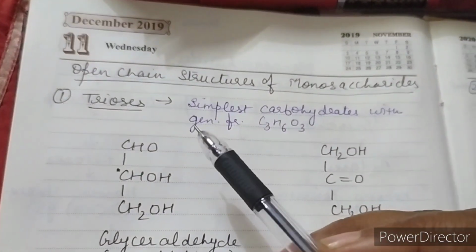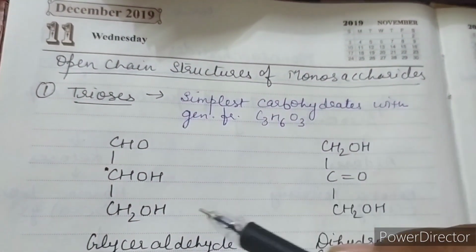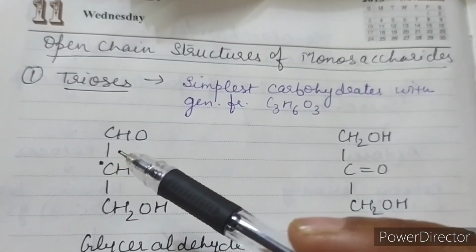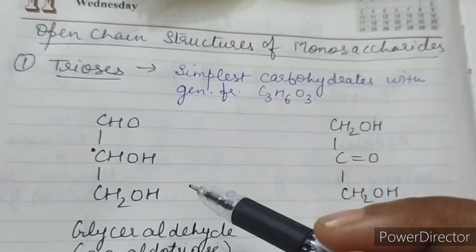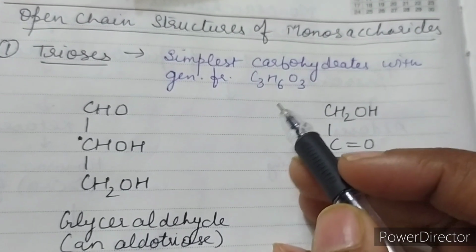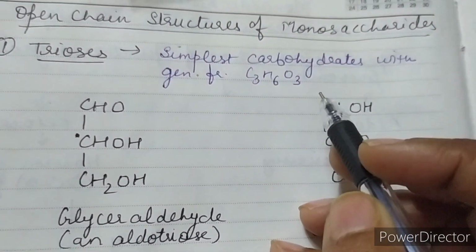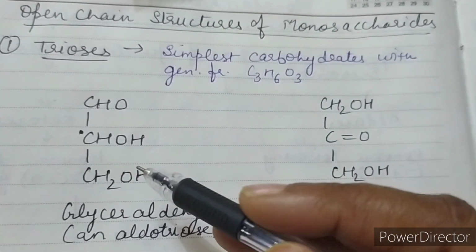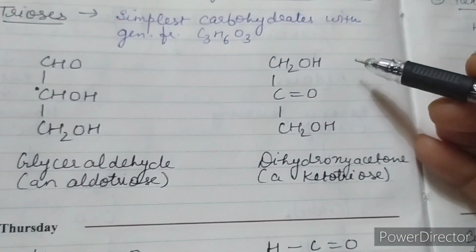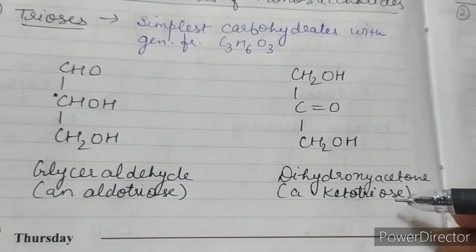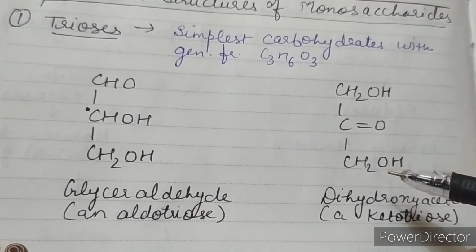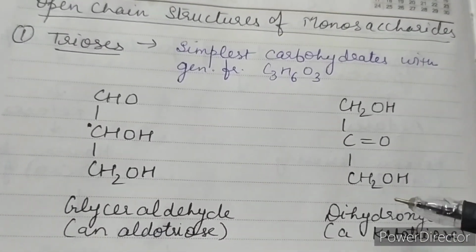Now dear students, let's come to the open chain structure of monosaccharides. The open chain structures of trioses are dealt with first. You can see the trioses, the simplest carbohydrates, with general formula C3H6O3. And here you have been shown the simplest aldotriose, that is glyceraldehyde, and the simplest ketotriose called dihydroxyacetone. The structure has been shown to you by taking the number of carbon atoms as 3.